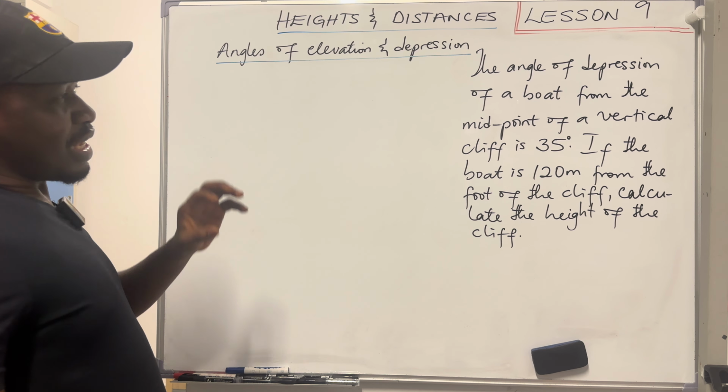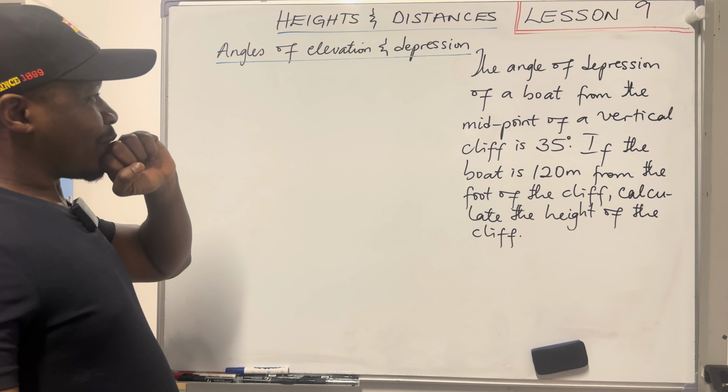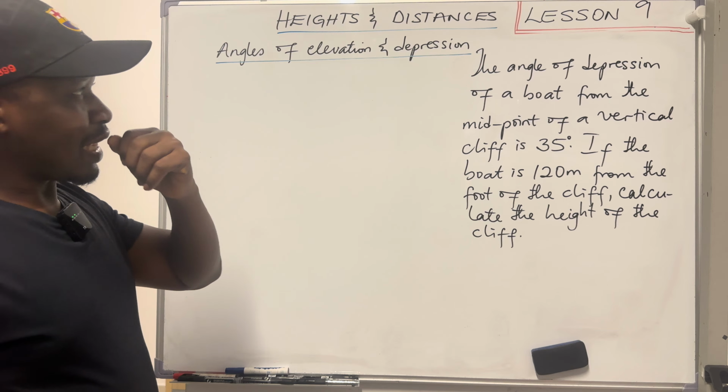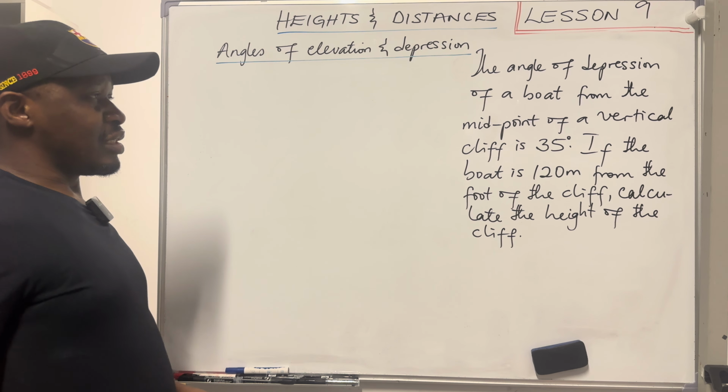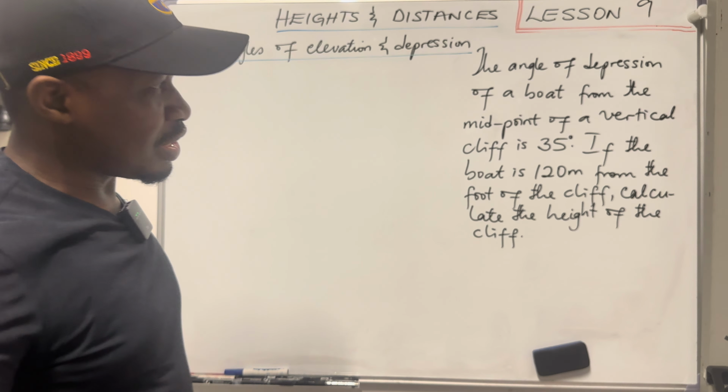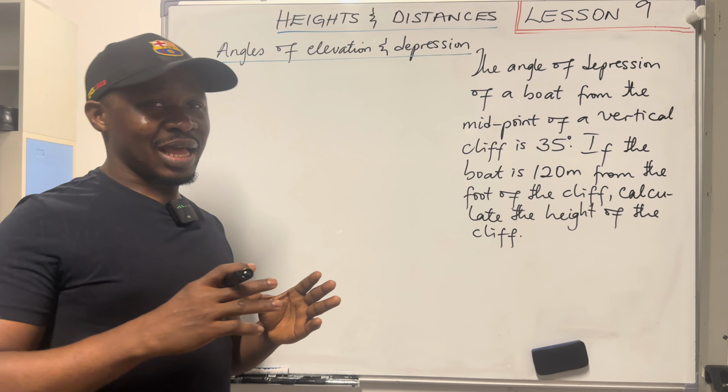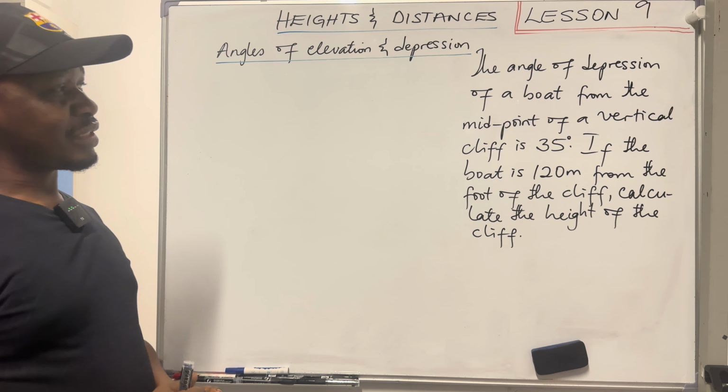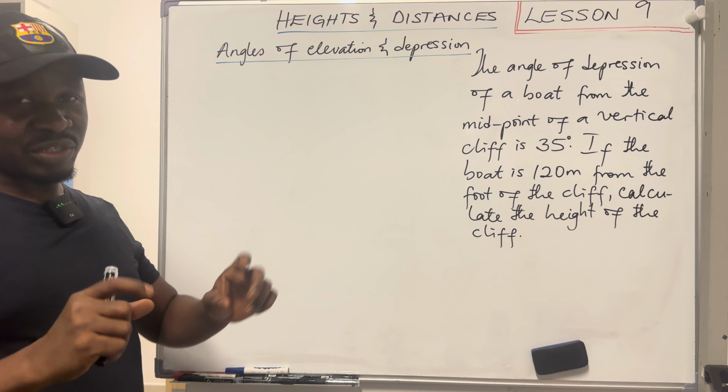So the explanation here, as I did for lesson 8, is very crucial. So you need to be attentive enough to understand. It's about the location of the angle as well as another location or object. These are the two things you need to understand.